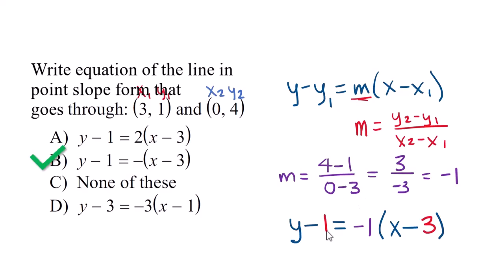Okay, the first one, the red one here, is coming from y1. Y minus y1 equals -1 was our slope, and that goes into the slope spot. And the 3 is the positive 3x1. And that is our equation in point-slope form.